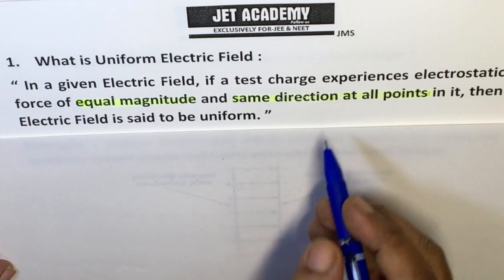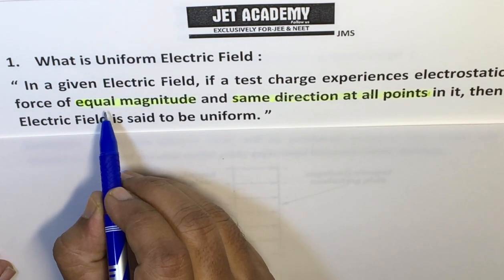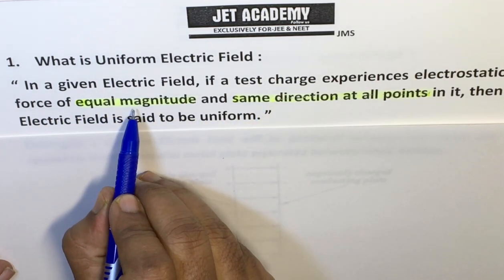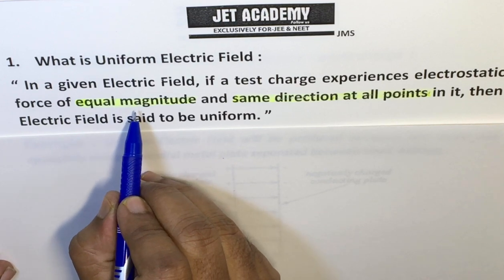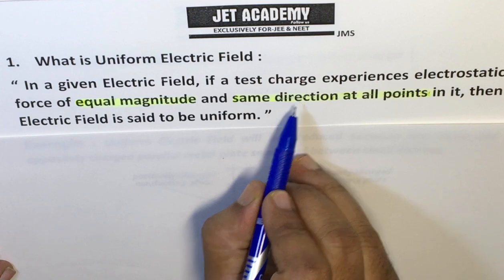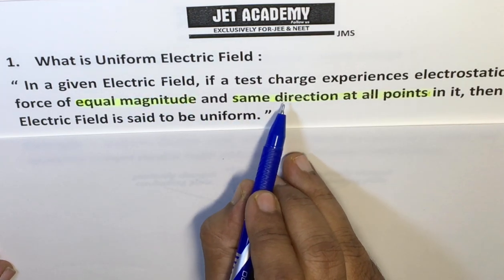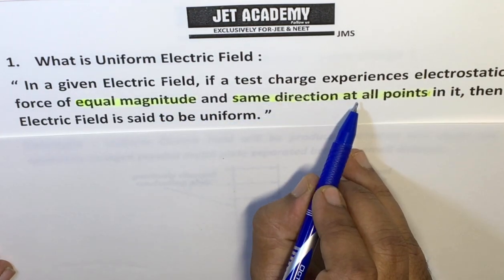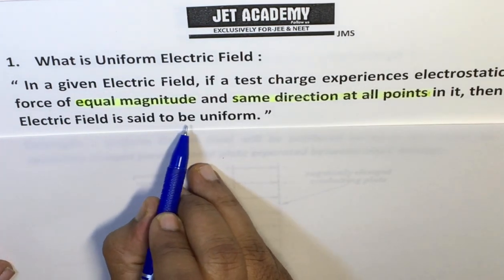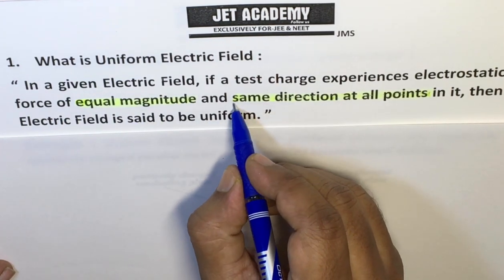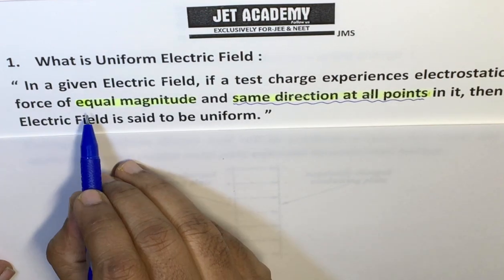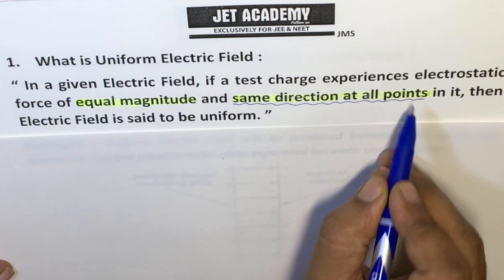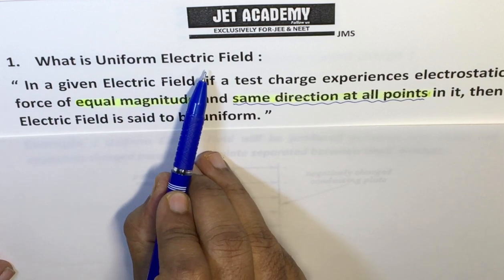At every point in a given field, the Coulombic force experienced by a test charge must be equal in magnitude, and the direction of the Coulombic force, which itself is the electric field direction, should be the same at all the points. Not only magnitude, direction should be the same at all points. Then only that field is said to be uniform. Be very careful. The same direction at all points is important. Magnitude we may get, but you have to decide whether the direction is the same at all the points or not. This is an important thing you have to remember in a uniform electric field.